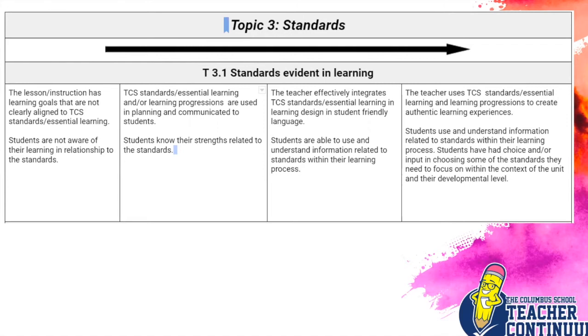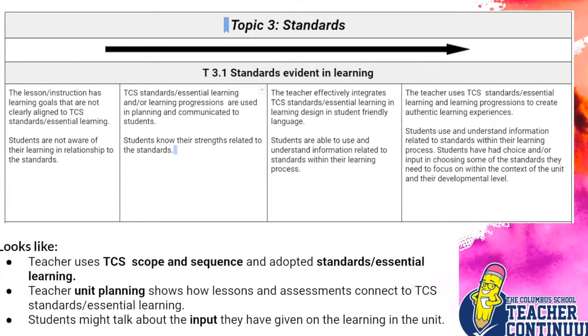Now that you've had a chance to reflect, here are a few options. So standards being evident in learning looks like teachers using the TCS scope and sequence and the adopted TCS standards in essential learning. It looks like teacher unit planning, showing how lessons and assessments are connected to those TCS standards in essential learning. And it might look like students talking about the input that they have given on the learning in the unit.